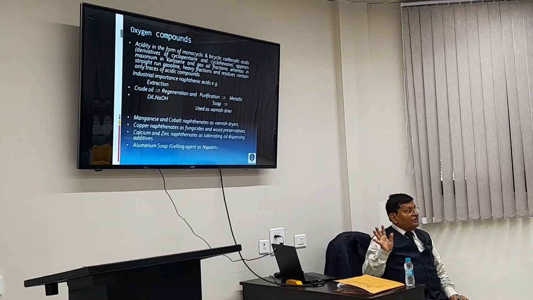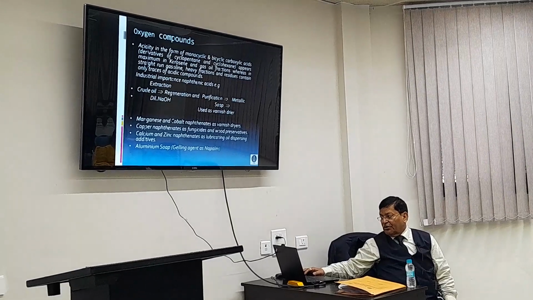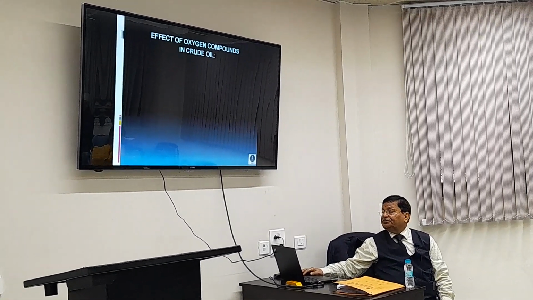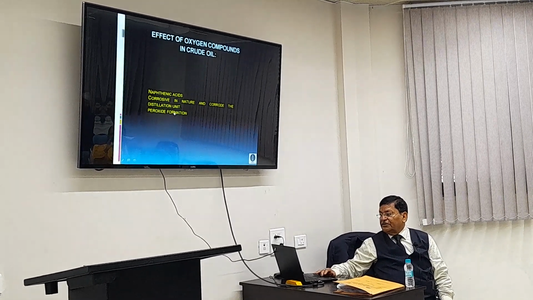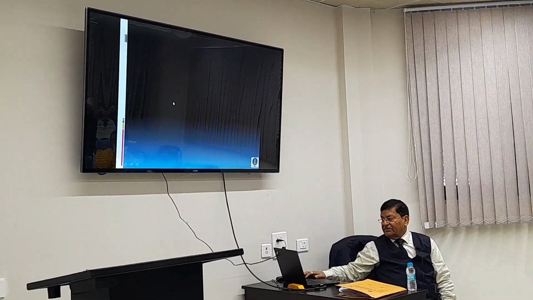So this is oxygen, and this naphthenic acid creates the problem of corrosion of the distillation unit. Corrosive in nature, it corrodes the distillation unit, it forms the peroxide, it forms the naphthenic acid.